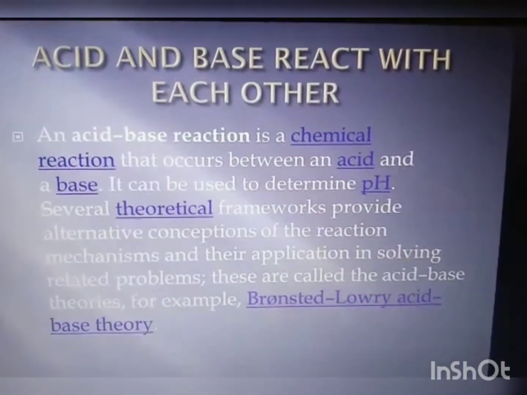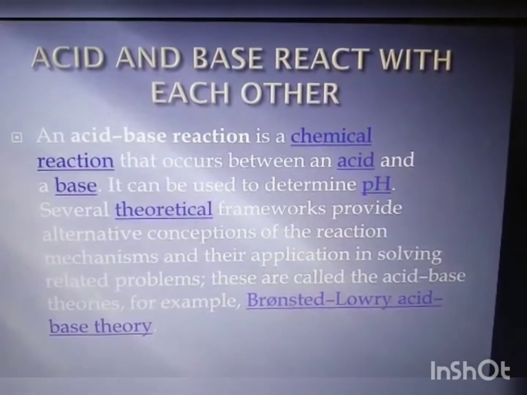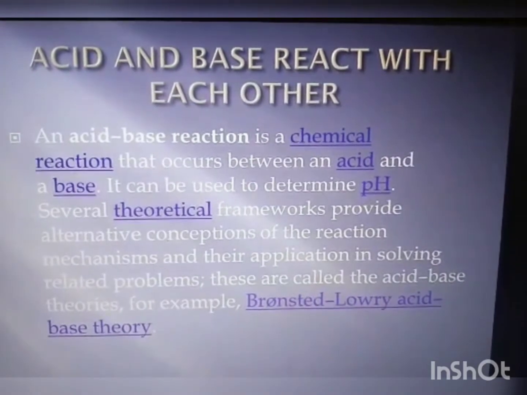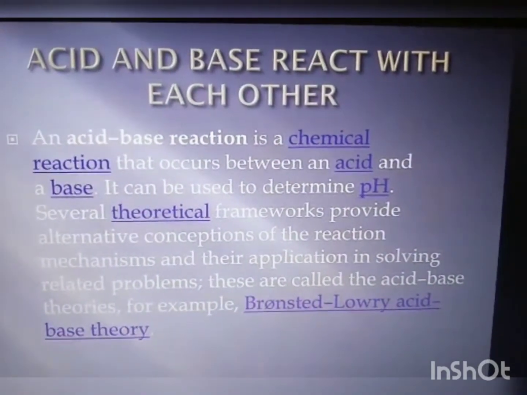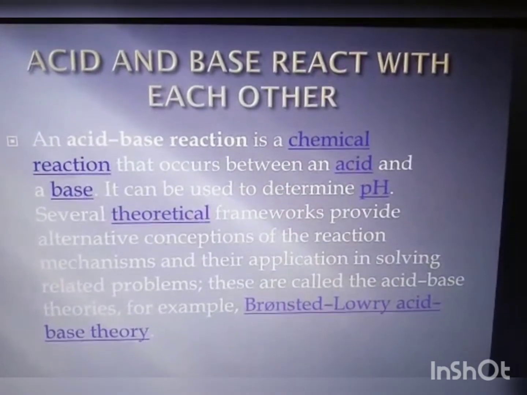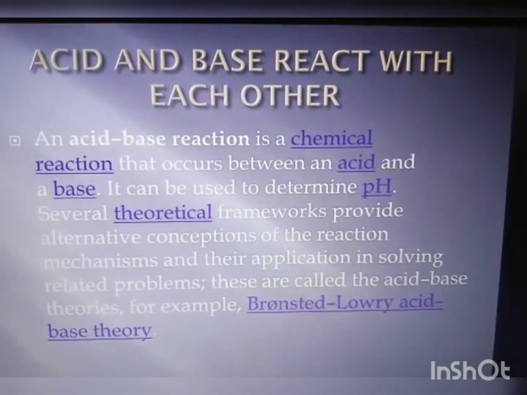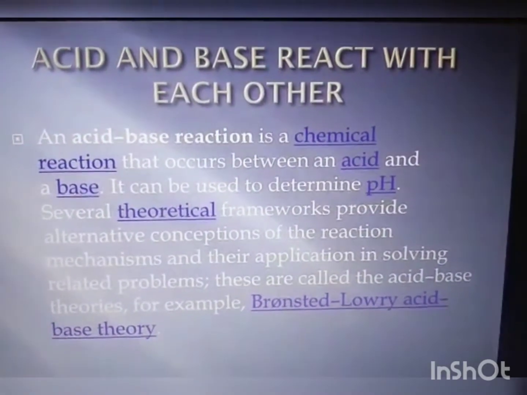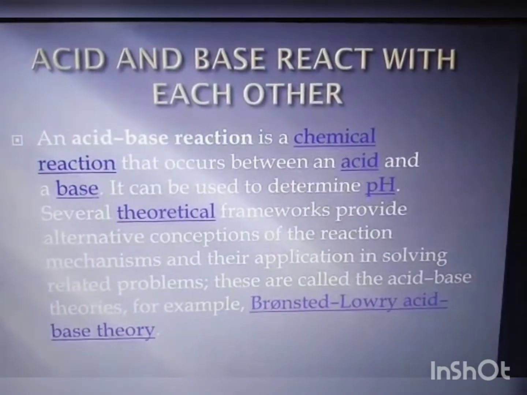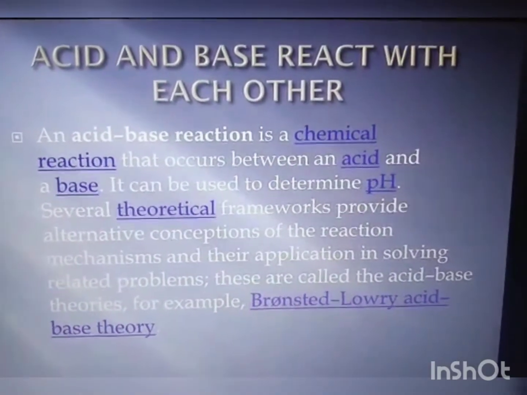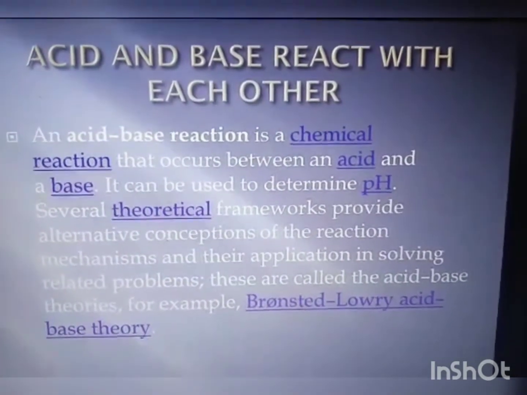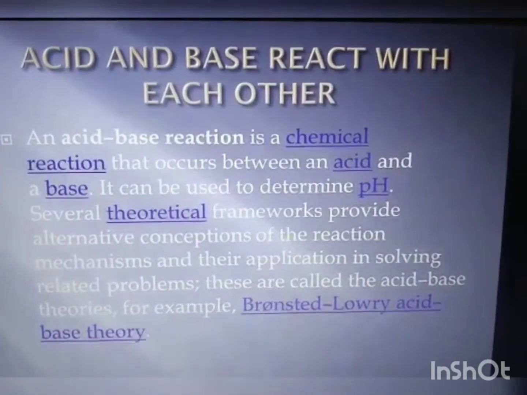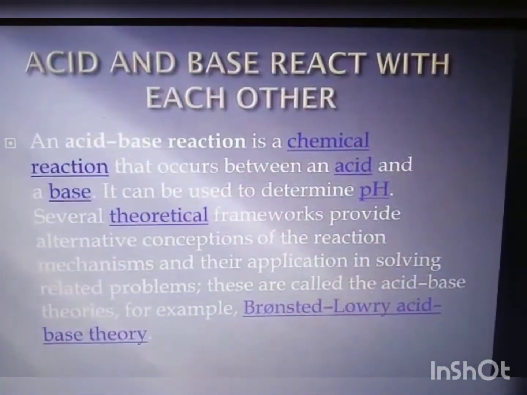Now next is acid and base react with each other. Very easy. An acid-base reaction is a chemical reaction that occurs between an acid and a base. It can be used to determine pH. We will discuss later on what is pH. Several theoretical frameworks provide alternative conceptions of the reaction mechanisms and their applications in solving related problems. These are called the acid-base theories. For example, Bronsted-Lowry acid-base theory. It's not there in your course, but example is there. That is why I have mentioned that.